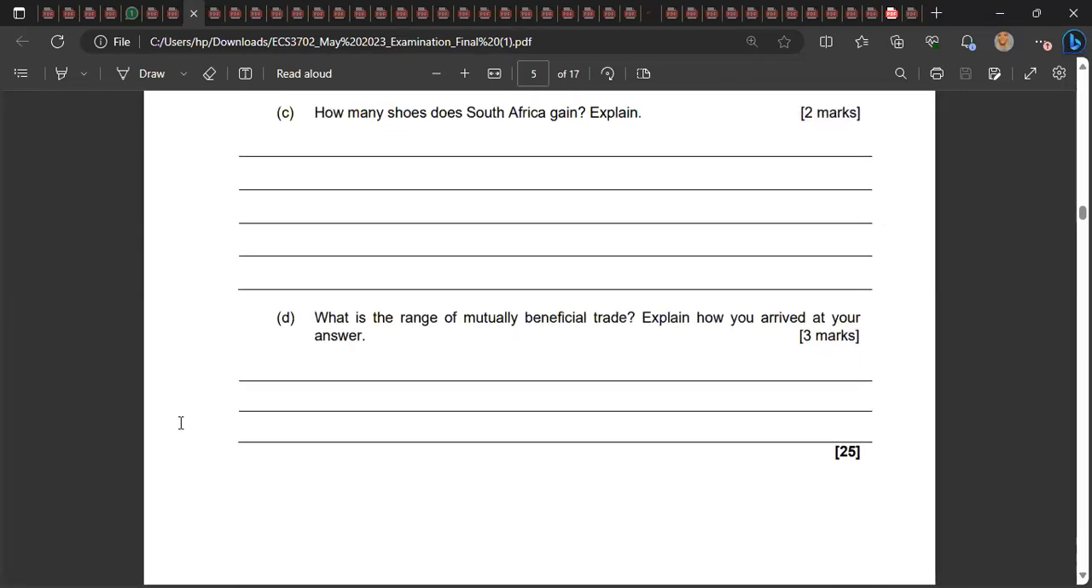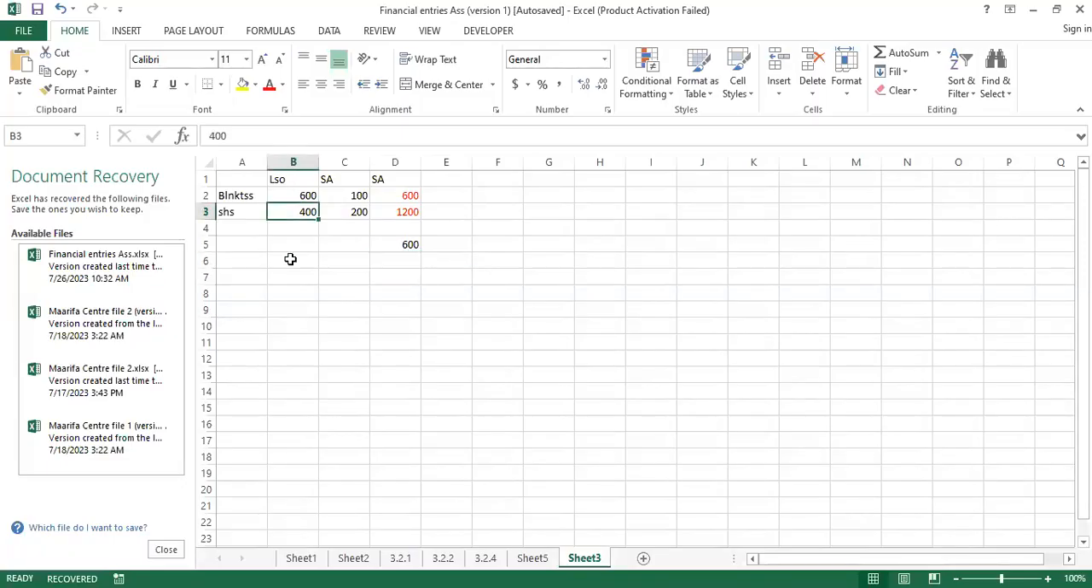All right, and then for part D, what is the range of mutually beneficial trade? Explain how you arrived at your answer. So on this one again, you pick it up. So all these questions are related. You pick it up from there. So you look at the last amount there, which is 400. Then you type it 400, and so basically 400 is our minimum there, right? For the price of blankets. That's for the price of one blanket.